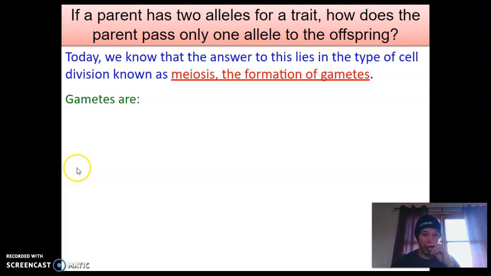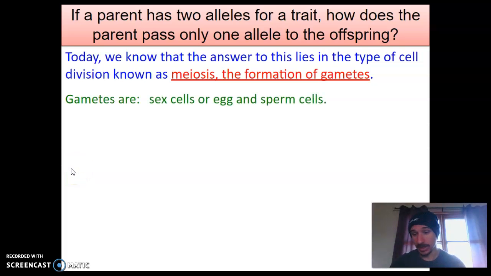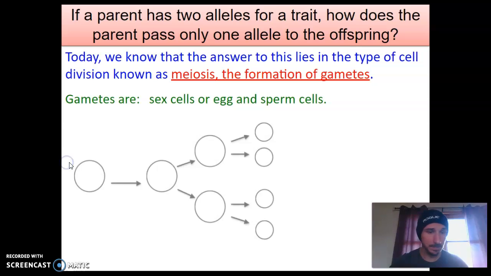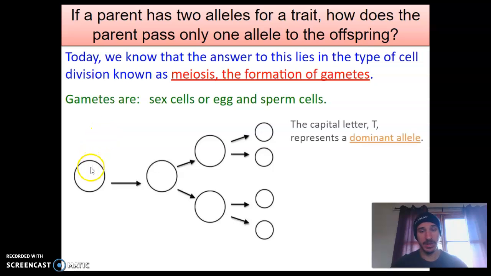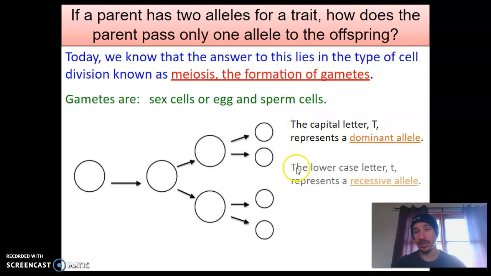But firstly, gametes are obviously reproductive cells, sperm and egg cells. And here we have the process of meiosis. The circle represents a cell, and we're going to have the capital letter T represent the dominant allele, as we do in genetics. And then we'll have the lowercase t represent the recessive allele. So in this cell, we have one chromosome that has a capital T on it, one chromosome that has a lowercase t allele present.